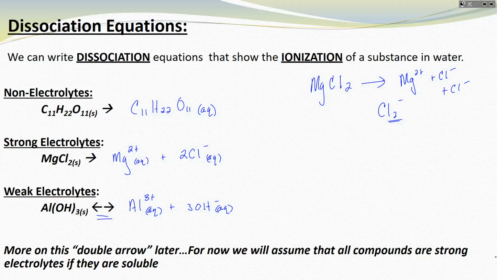So for right now, I'm not going to ask you to differentiate between strong electrolytes and weak electrolytes. I'm just going to ask you if it's an ionic compound, we break it apart. If it's covalent, we do not. Okay, that's basically what I'm looking for.